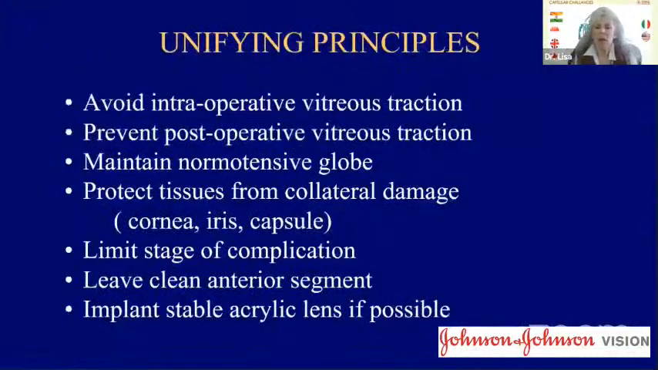So when we have a PCR and we break the capsule, the key is to recognize it as soon as possible to limit damage. Our goal is to avoid a catastrophic complication later, and to avoid intraoperative vitreous traction, prevent postoperative vitreous traction, and maintain a normotensive globe as much as possible throughout the procedure. Just because we broke a capsule doesn't mean that we need to have collateral damage of cornea, iris, or capsule. I'm particularly anxious to recommend against relaxing capsule cuts. If we need to get something forward, then enlarge the opening rather than make cuts, because the capsule can be so valuable to keep an implant in its perfect position later on.